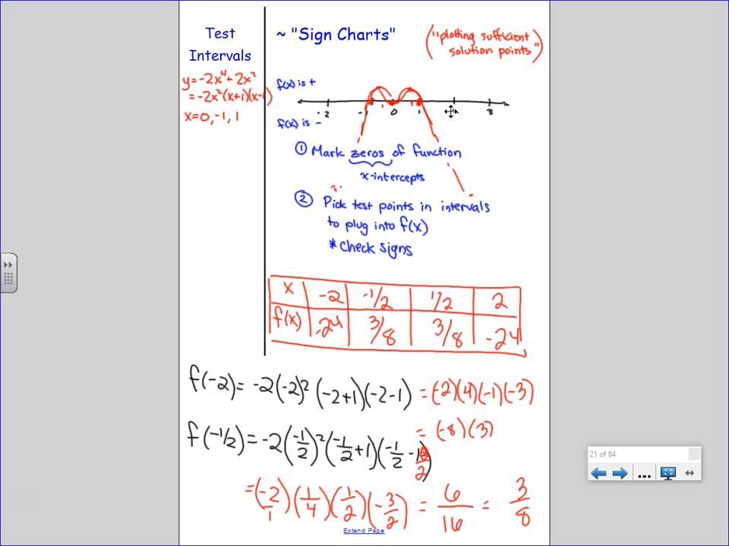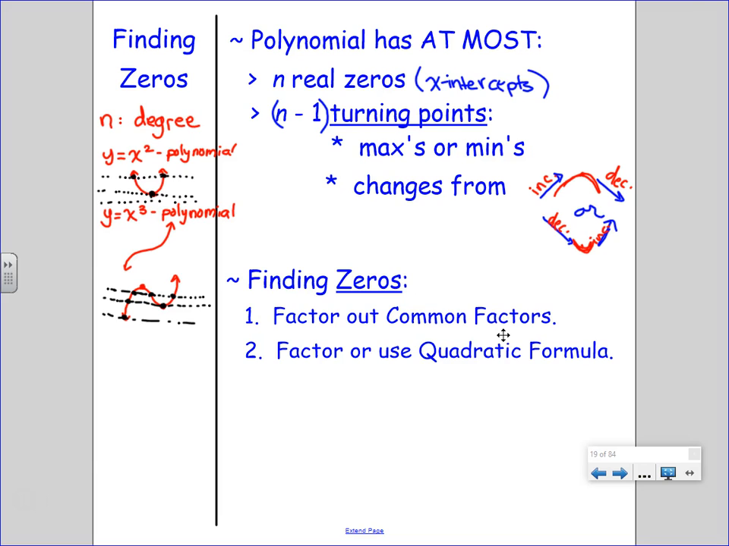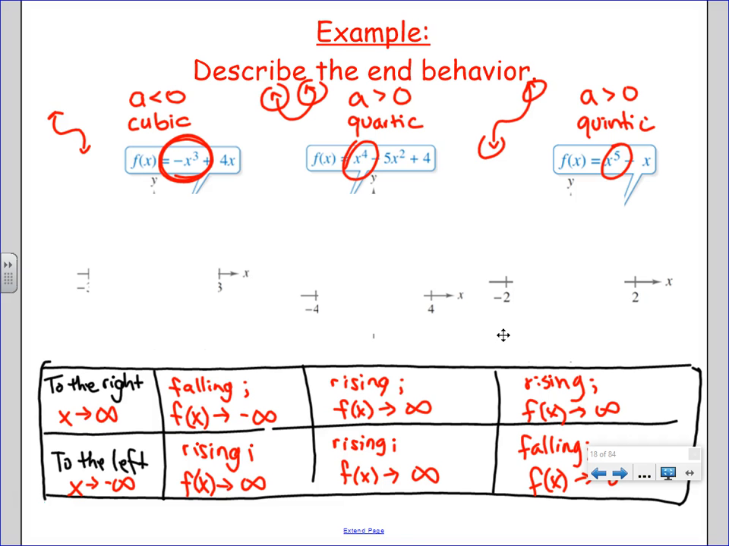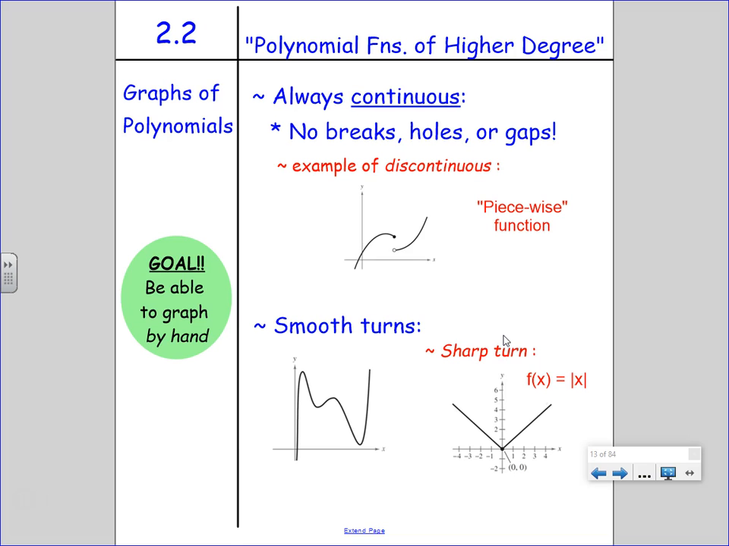I'm not going to make you go all the way through, since you can't use a calculator. But I might make you factor and find the zeros. Oh yeah, end behavior, leading coefficient tests. Good thing to review. Not the drawing, not the sketching, but the zeros, the end behavior, and the leading coefficient test. That's the main stuff from 2.2.